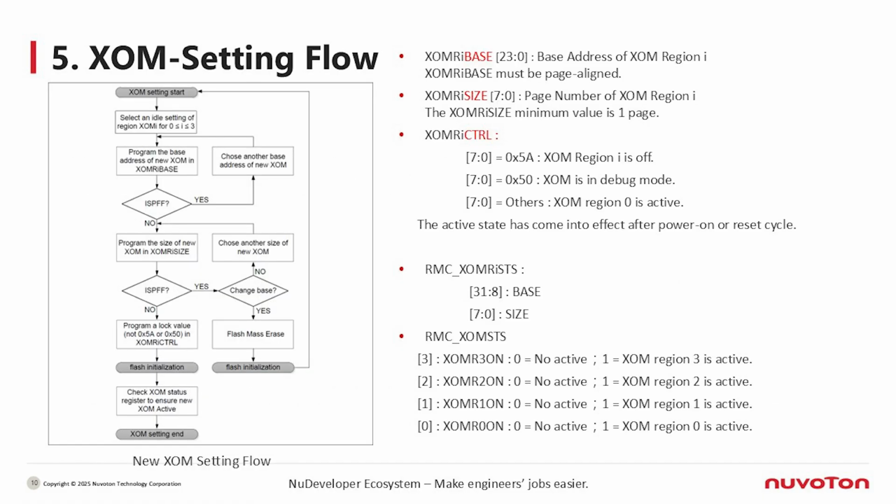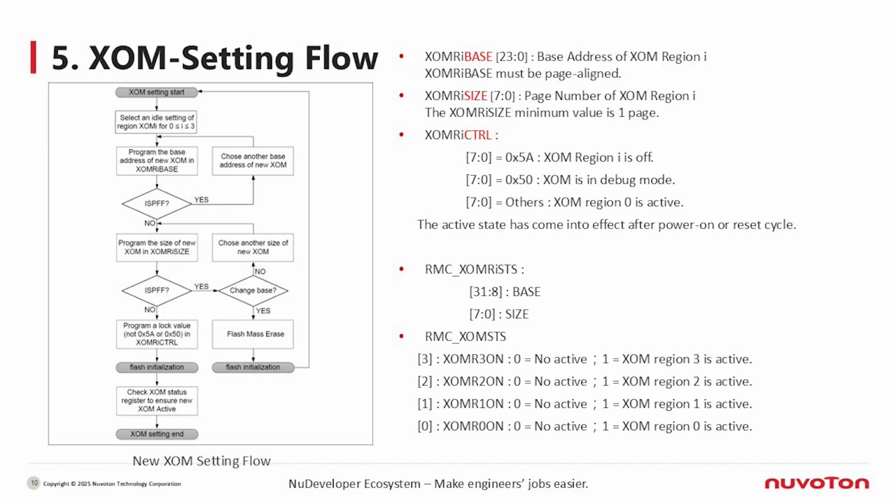The new XOM setup process is shown in the left figure. The main registers used during the setup process are listed on the right. The XOMR base register is used to set the starting address of the XOM region I. This address must be page aligned. The XOMR size register is used to set the number of pages in the XOM region I, and its minimum value is 1.